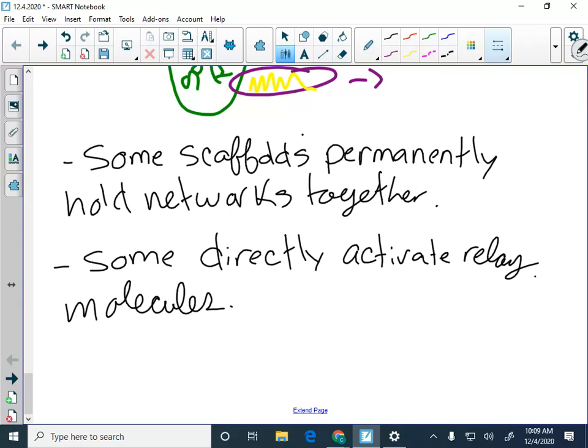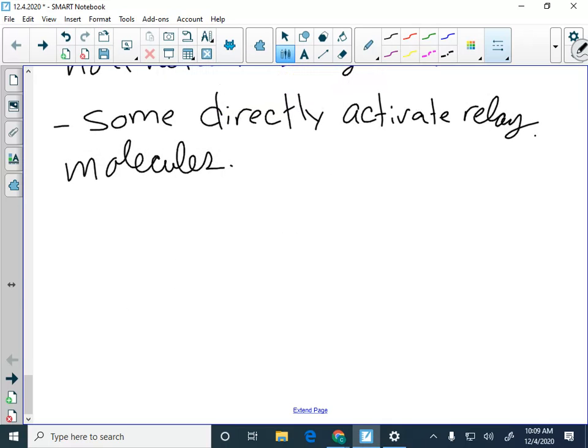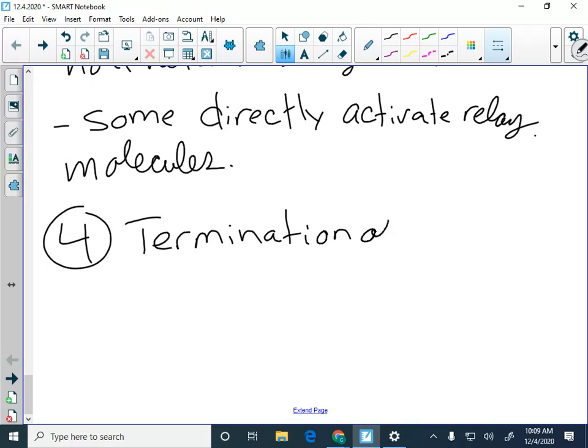All right, and finally, this is taking longer than I thought. We have termination of the signal. Just like we got to start a signal, we have to be able to stop it. If caffeine triggered a response in one cell, we want to be able to stop that response once the caffeine's gone. Yes? So, inactivation mechanisms are essential for any signaling pathways.